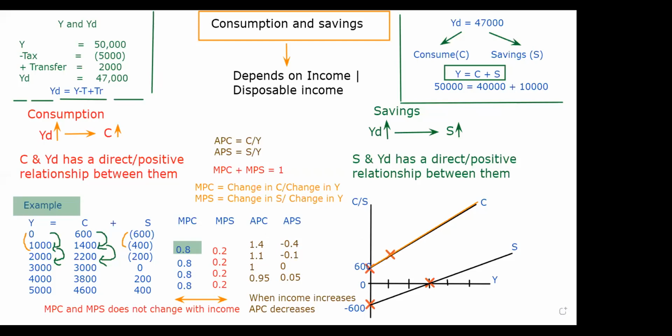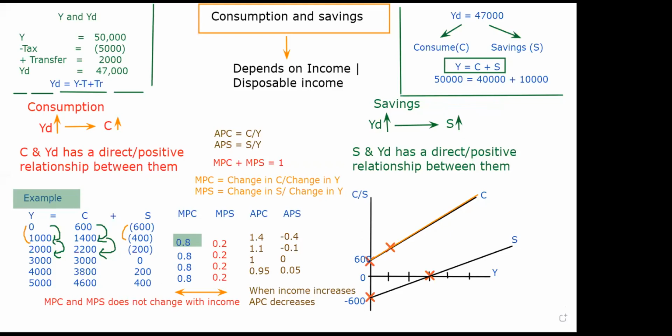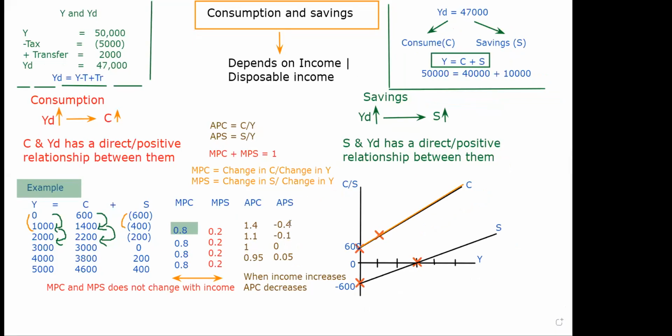Please wait a little, I'll try to make my board a little larger to get a bit more space. Exactly. So APS, remember, when your income is increasing, minus 0.4 becomes minus 0.1, becomes 0, becomes 0.05. So when income increases, your APS increases, right? When income increases, APS increases. So know that properly. Is that part fine?